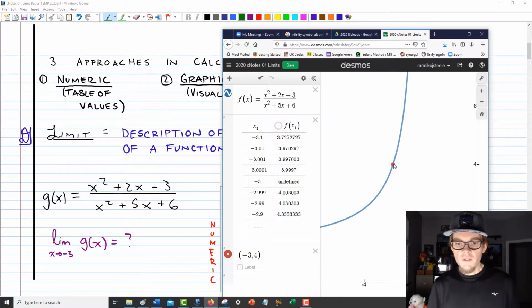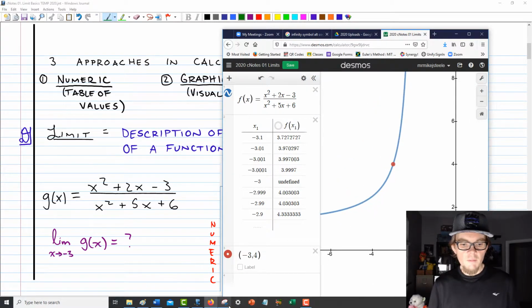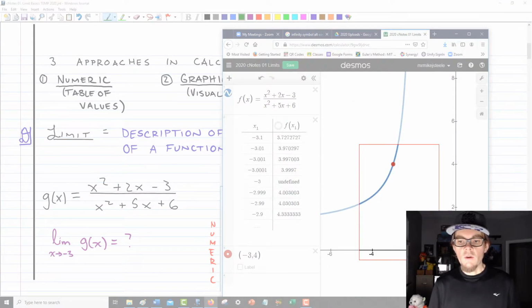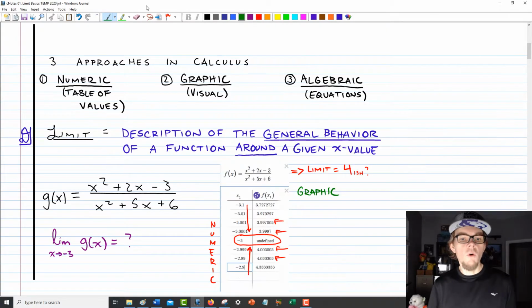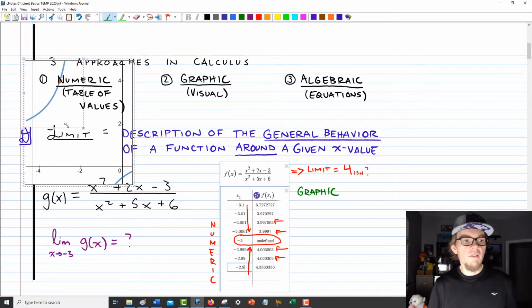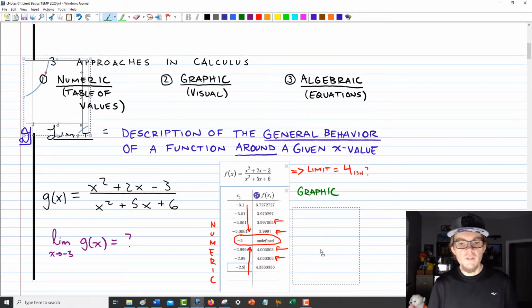So basically what we're seeing here is that graphically it looks like our limit is approaching 4 as well. And again, the question might be, is it actually 4? Is it like 4.027? We can't really tell based on what we've seen so far.